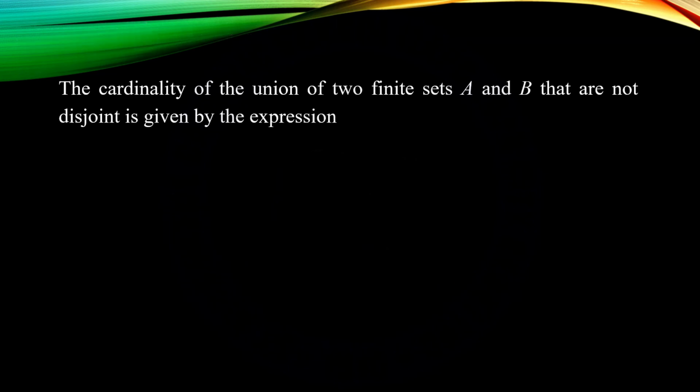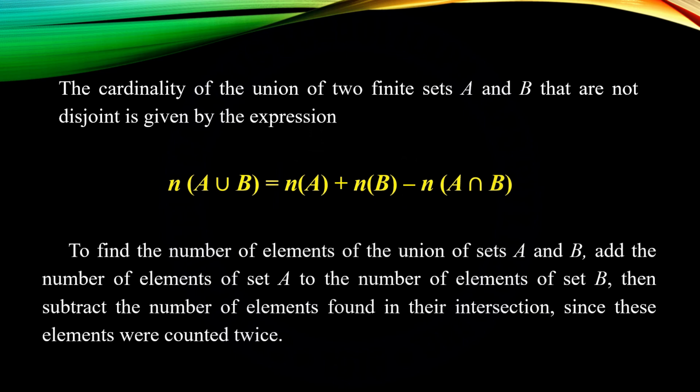The cardinality of the union of 2 finite sets A and B that are not disjoint is given by the expression: the cardinality of set A union set B is equal to the cardinality of set A plus the cardinality of set B minus the cardinality of set A intersection set B. Or, to find the number of elements of the union of sets A and B, add the number of elements of set A to the number of elements of set B. Then subtract the number of elements found in their intersection since these elements were counted twice.